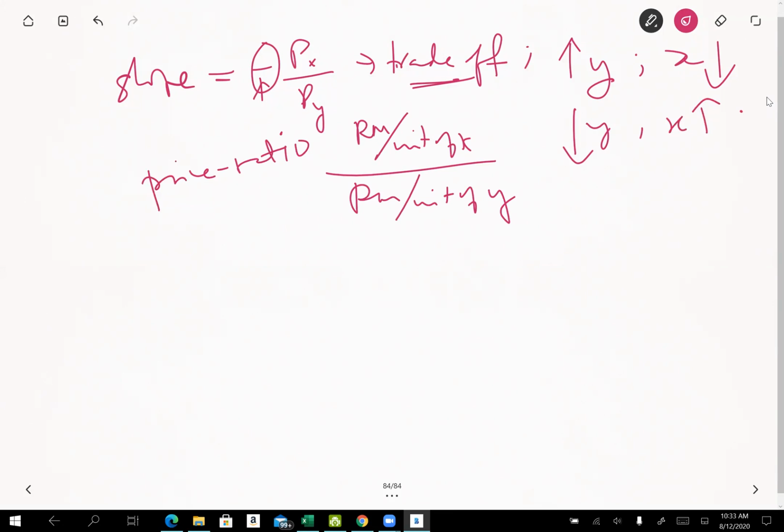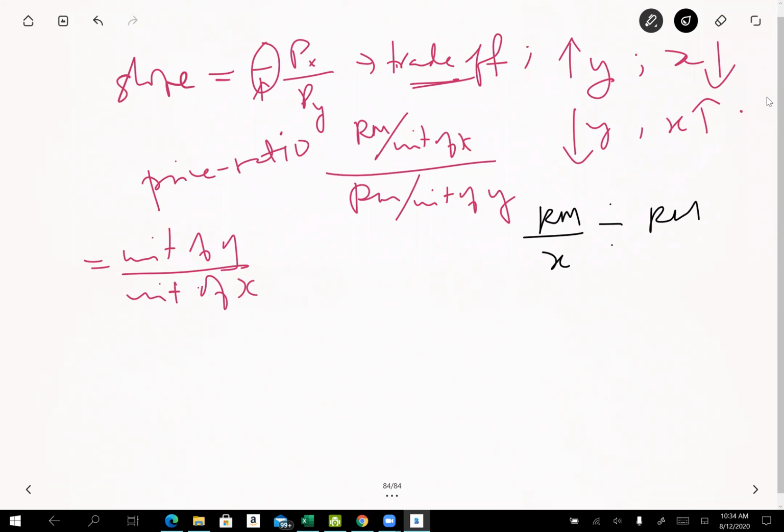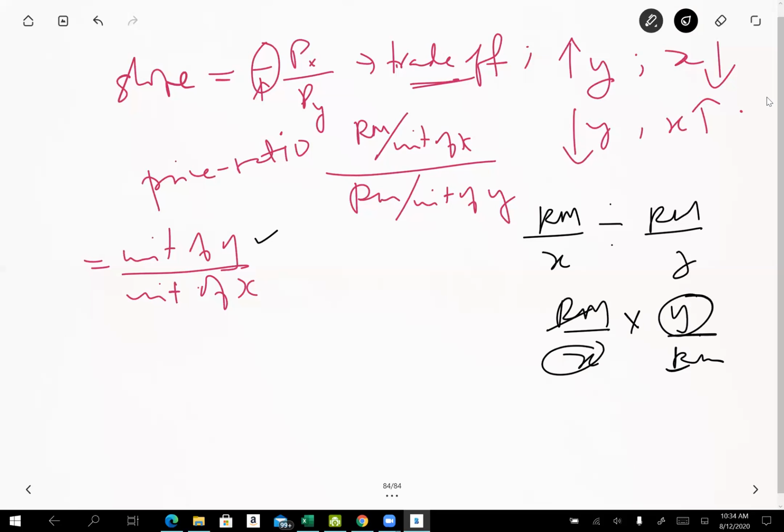Now you divide that, simplify. What is it equal to? That is equal to the units of Y divided by what? The units of X. Because the RM and RM will cancel out. I think that's right, let me check. RM per X, you divide by RM per Y. So that will be equal to RM per X multiplied by Y per RM. Right, RM cancel out, you got Y over X. So units of Y divided by units of X.